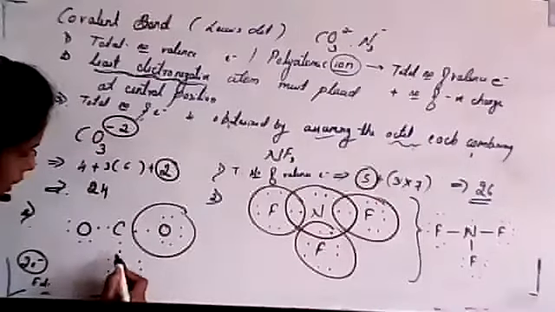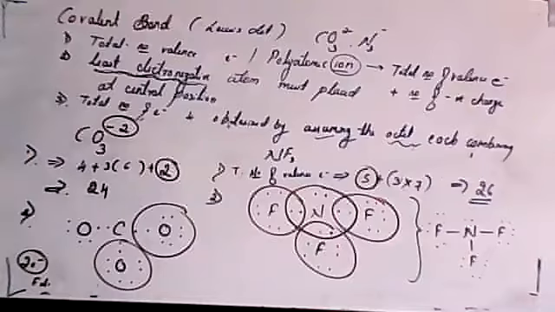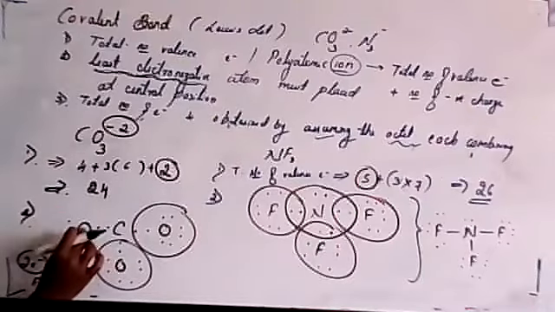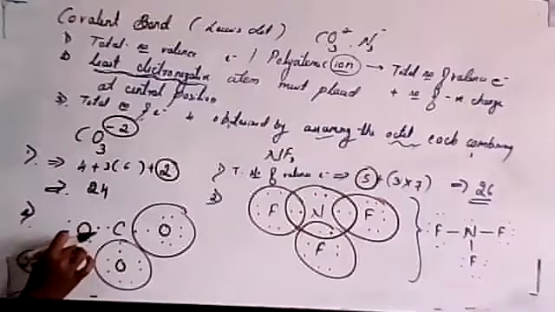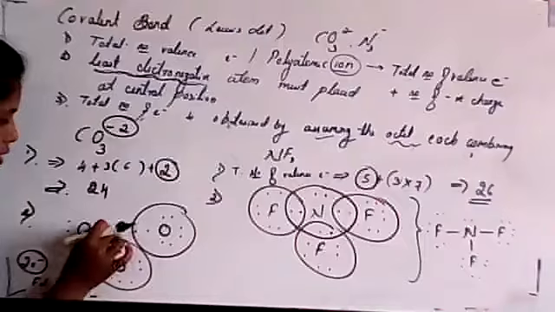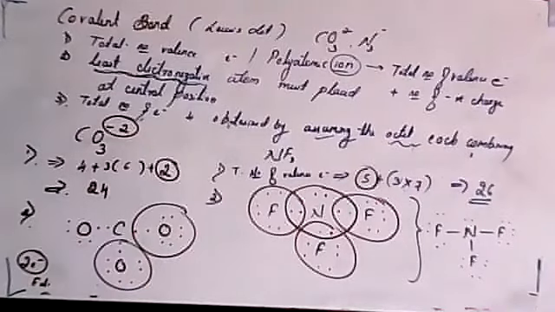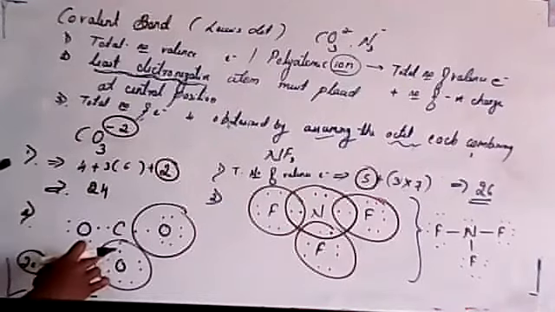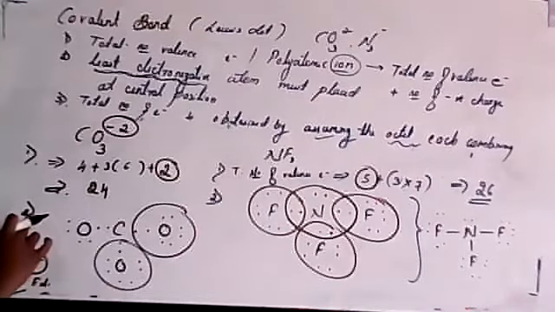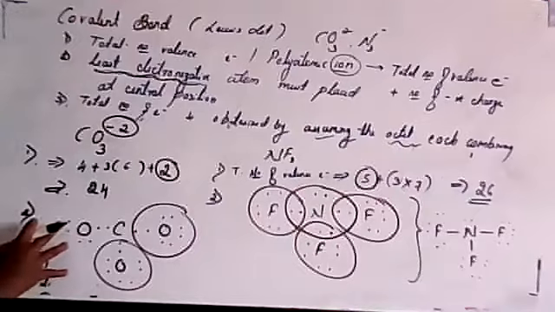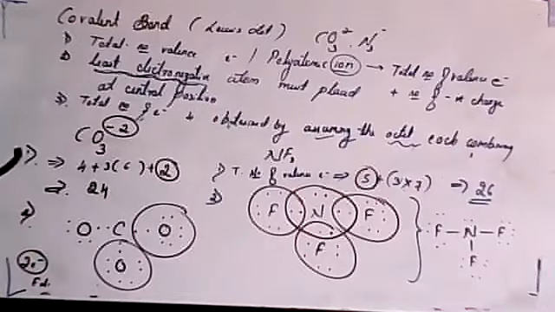1, 2, 3, 4, 5, 6, 7, 8, it is also octet. Now count for this: 1, 2, 3, 4, 5, 6. And for this, 1, 2, 3, 4, 5, 6. How many electrons were needed? That means how many electrons it needs to attain octet configuration.